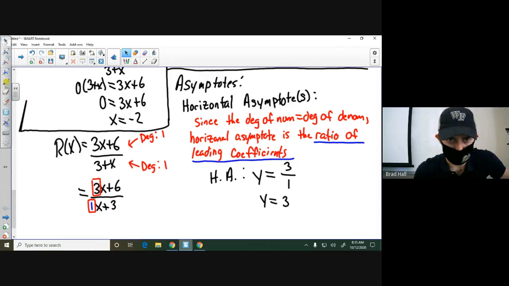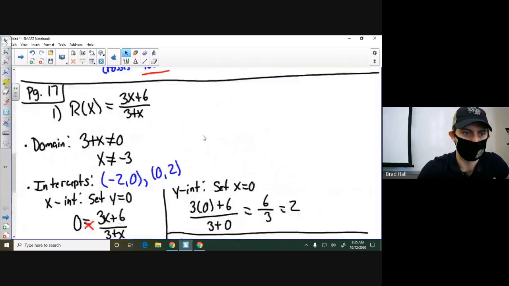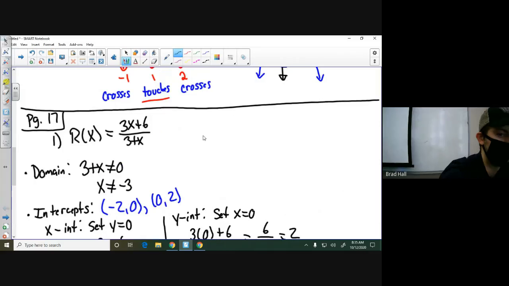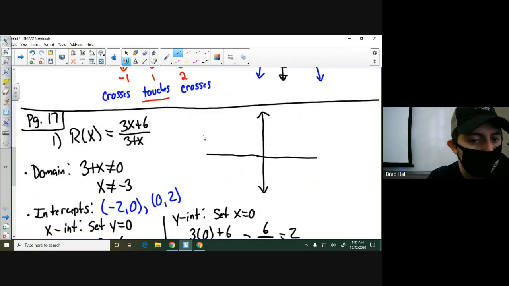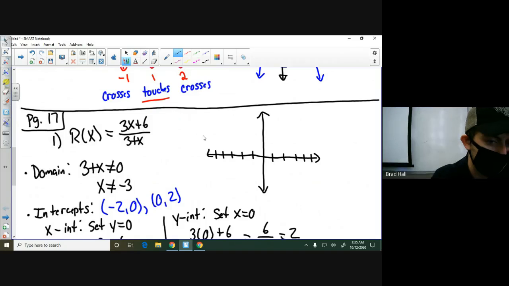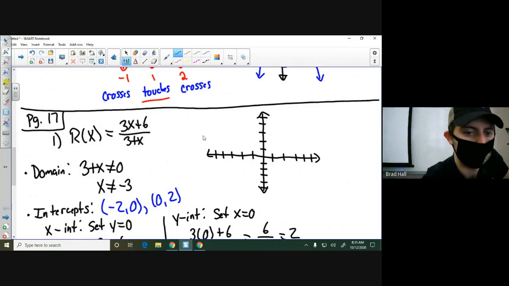So we'll remember that. In fact, if we want to go ahead and start thinking about our graph a little bit, let's see, I think in your workbook it goes by twos. So I'll do this by twos. So it's 2, 4, 6, 8, 10. 2, 4, 6, 8, 10.